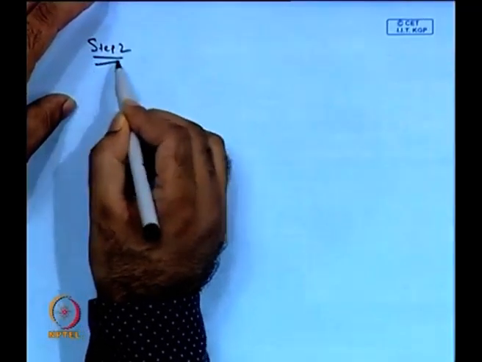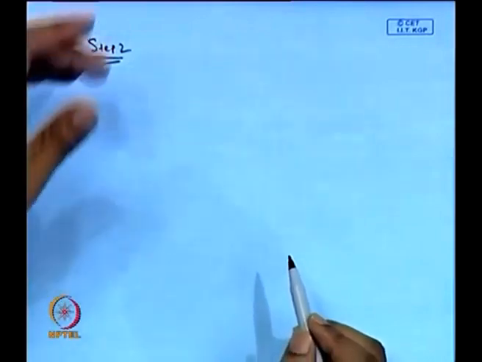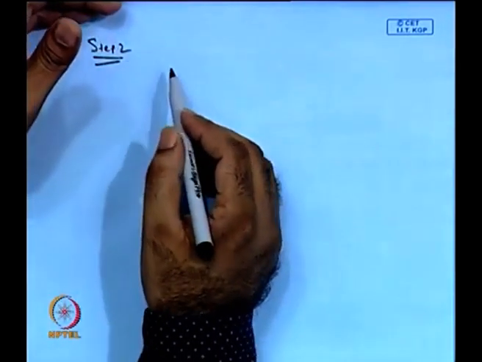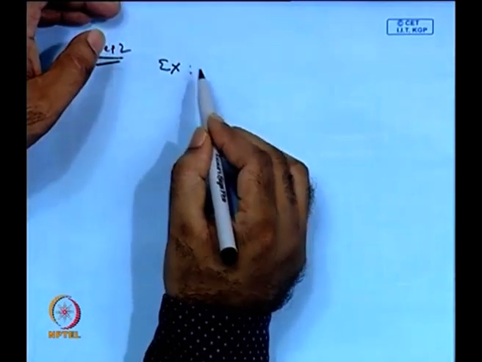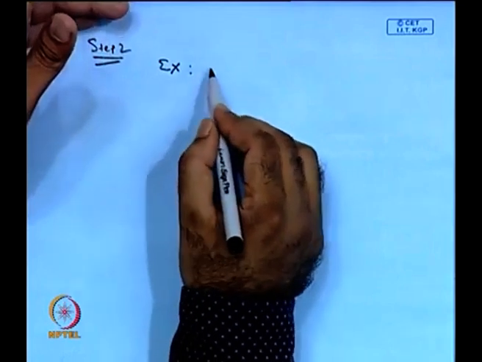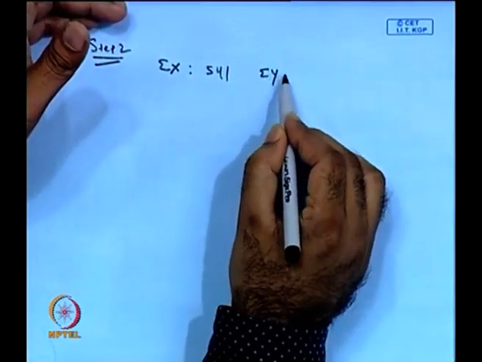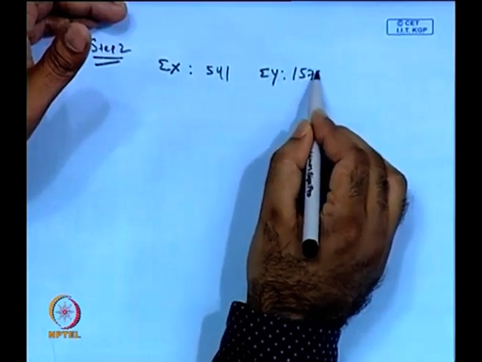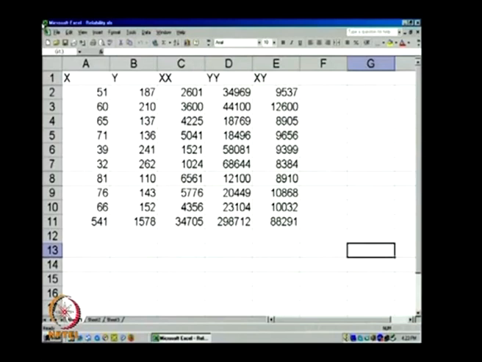In step 2, what you have to do is report the summary of this particular information. So, what is the summary of this information? Because we have two variables, the summation x first is 541, then the sum of y is 1578. So, this is sum y is 1578 and sum x is 541. Now we would like to know what is summation x square.